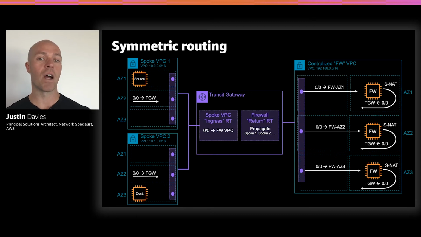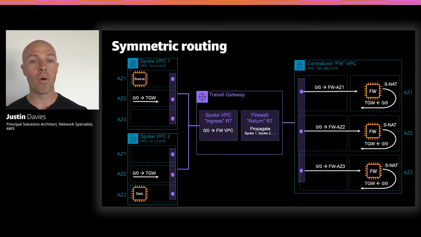Each VPC has a route table entry that says, if you're looking for anything that is not local to my VPC, then go to the transit gateway. The transit gateway only has two routing tables. One that each of the application VPCs are associated to with a static route that says 0/0, or all traffic, go to my centralized firewall VPC. And a return route table that only the firewall VPC is associated to, where I have propagation turned on, to all of my application VPCs.